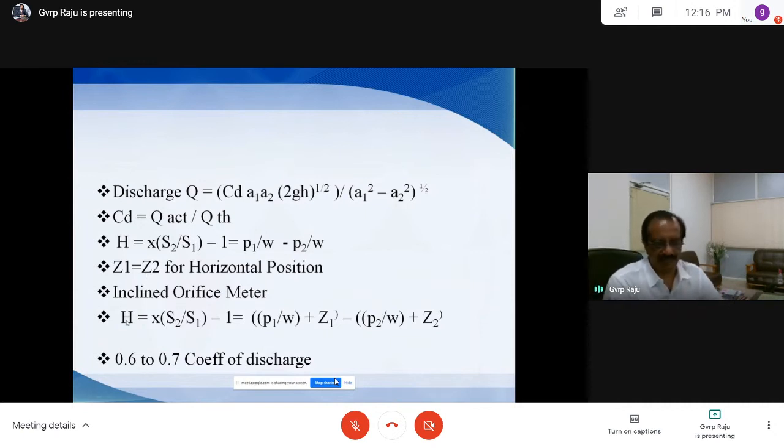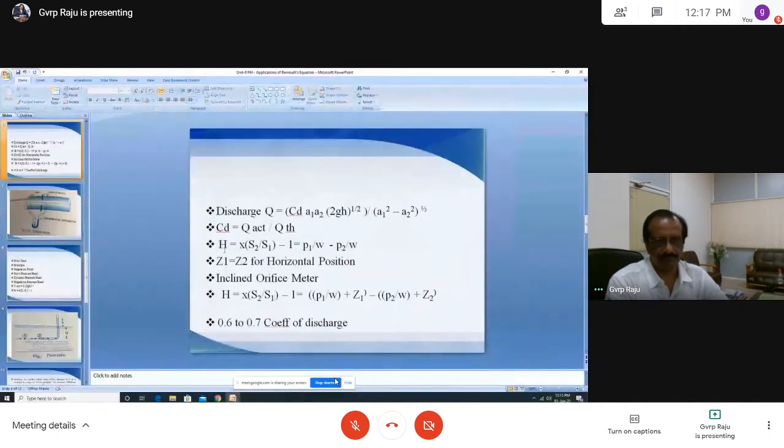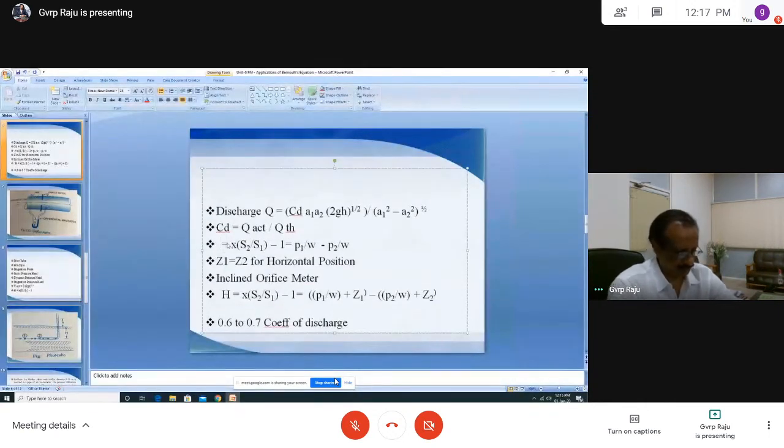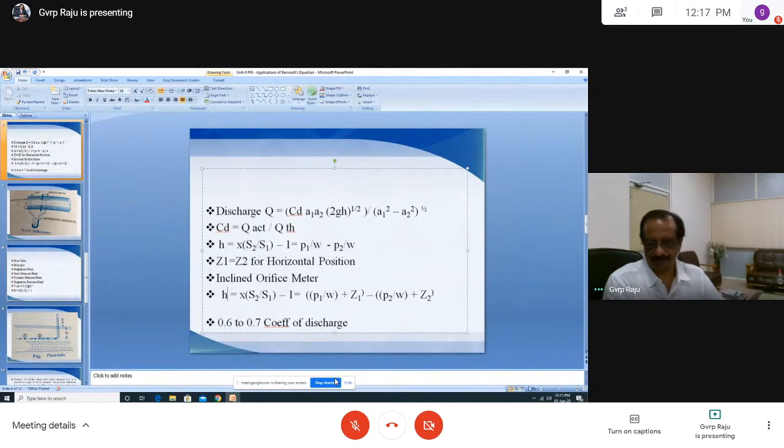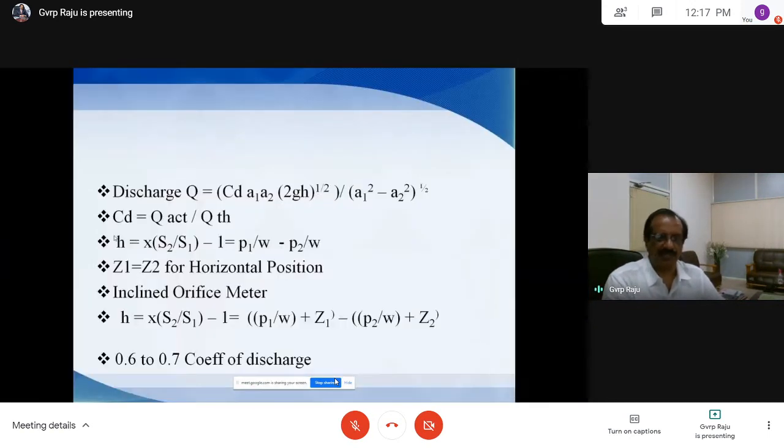For an inclined orifice meter, when Z1 is equal to Z2, this H is a small h, the venturi head. It is also called the venturi head. This is the same value: h is equal to x into (S_m/S_l minus 1), which is equal to p1 by w minus p2 by w. When Z1 is equal to Z2 for horizontal position, that means the datum heads are the same.